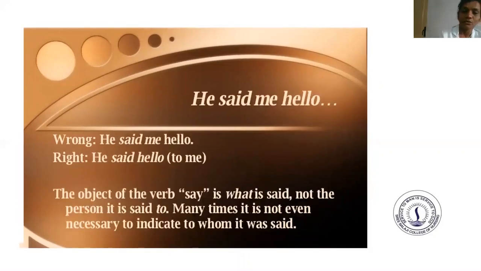"He said me hello" is wrong. "He said hello," and you can add "to me" or not: "He said hello to me." The object of the verb "say" is what is said, not the person it is said to. Many times it is not even necessary to indicate to whom it was said, so "he said hello" is enough. You can add it or you can omit it also.